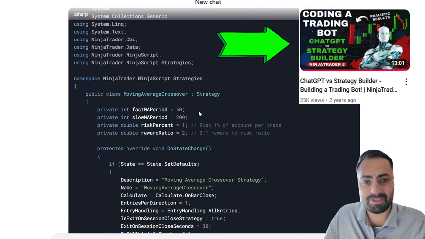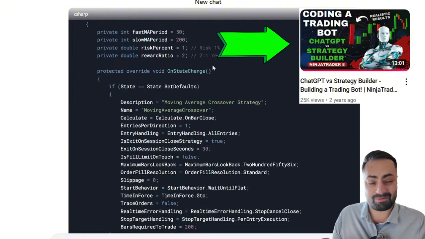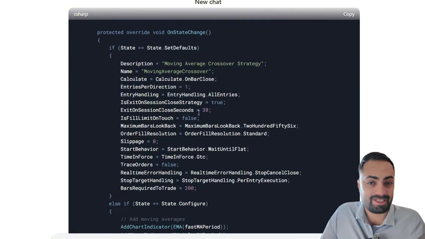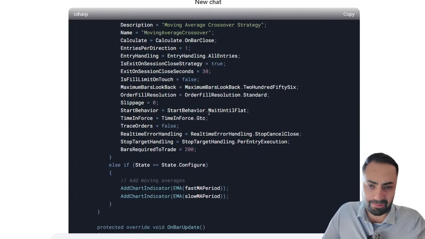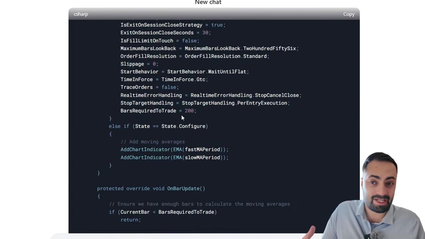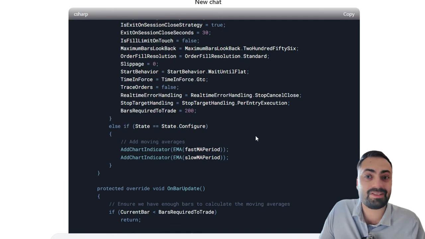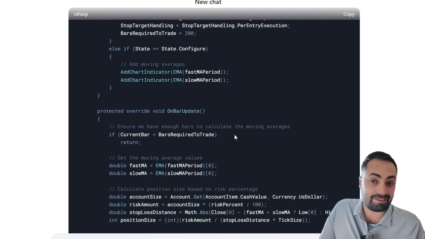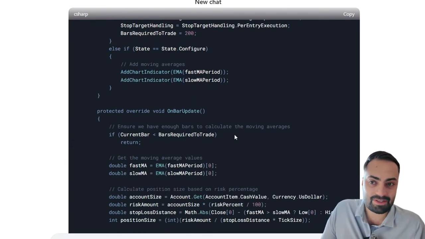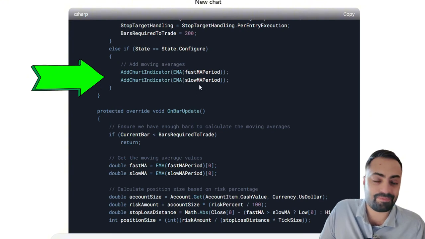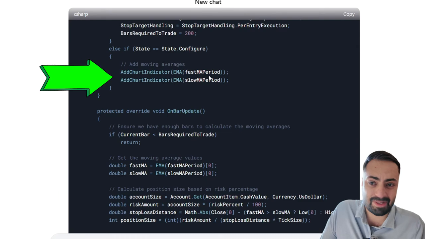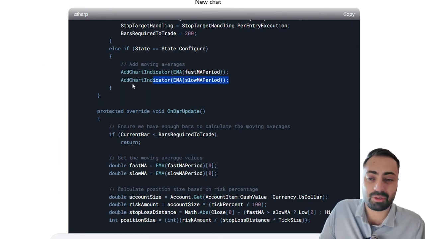Now my old ChatGPT video, it actually gave us something very similar. The ChatGPT gave us some pretty outdated code and we still had to make a few changes in order to compile it. But this one, I'm looking at the code and I'm not seeing anything that really stands out that will cause any compiling issues. Now if we look into it a little bit more, yes, I'm seeing things like this add chart indicator. This should really be in the data loaded state. That is what NinjaTrader recommends, but it should be okay for now.